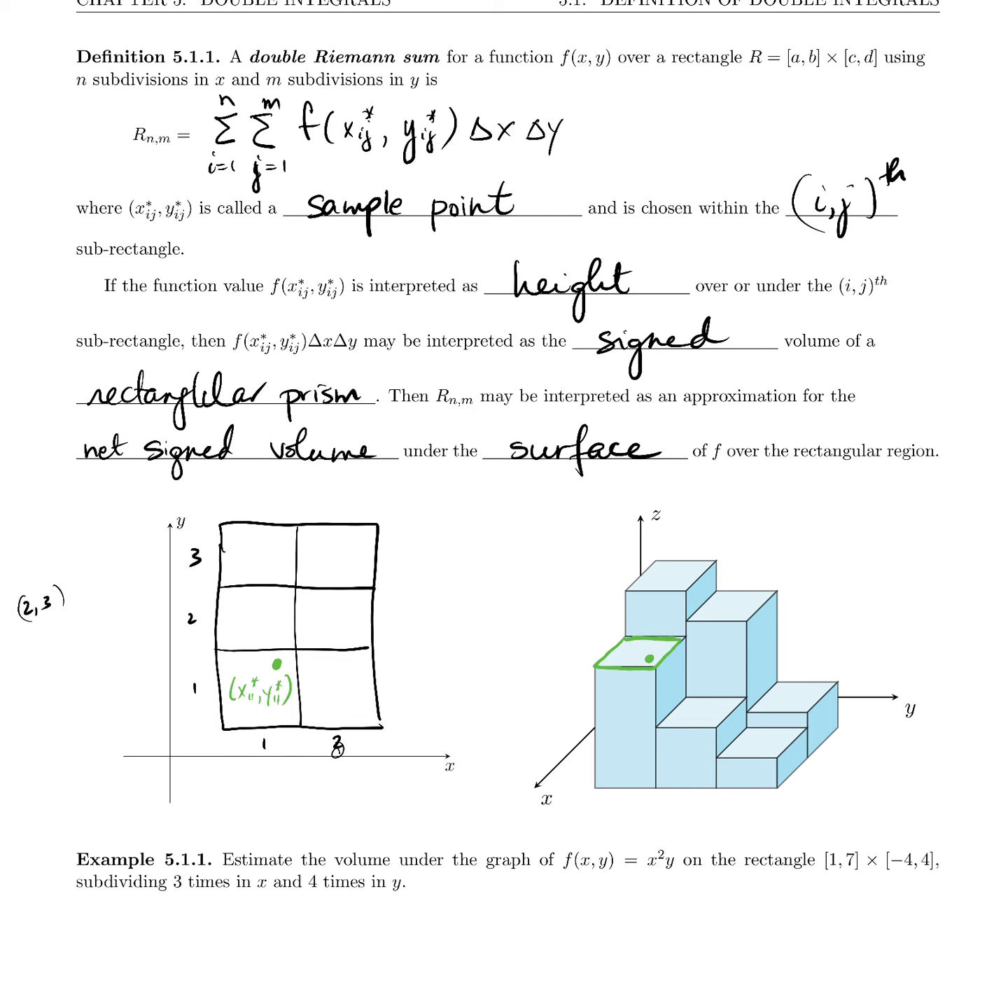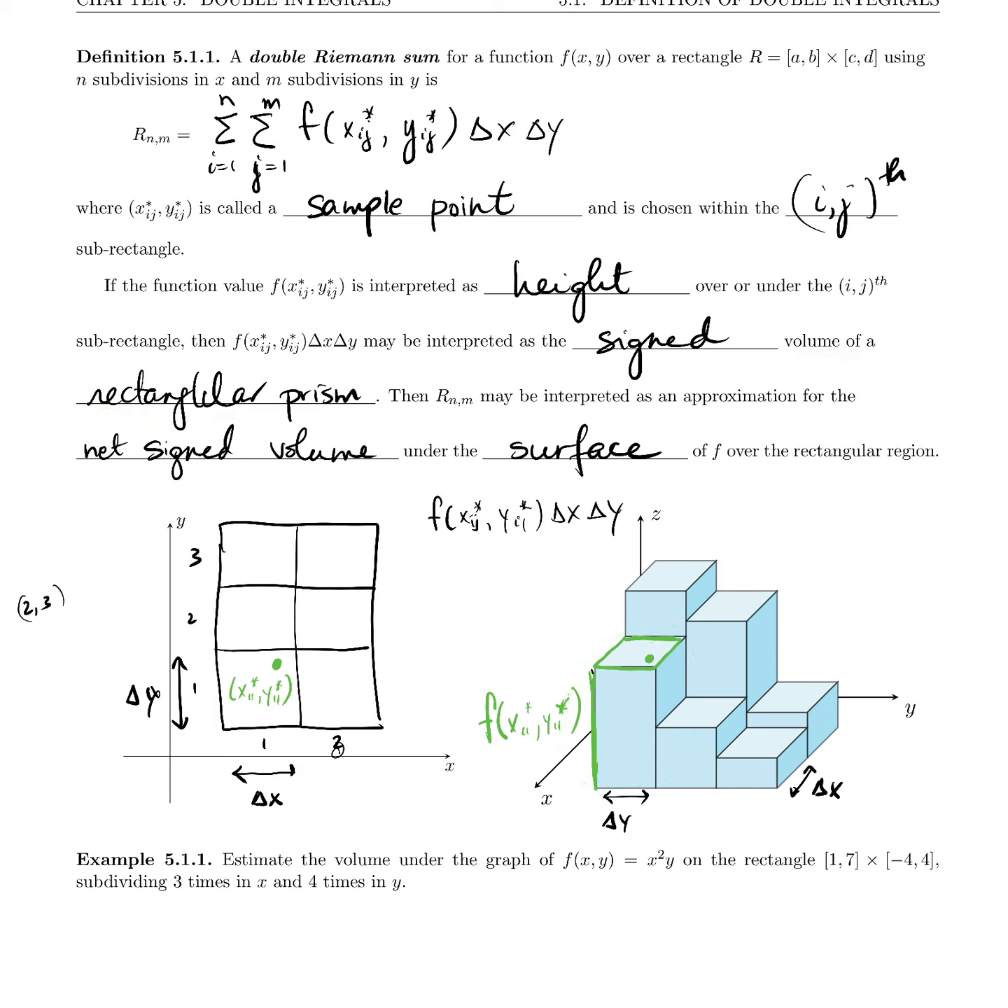So what we have is a base that measures delta x and delta y. On the graph here, delta y is here and delta x is there. And the height that I've taken here is f of (x_11 star, y_11 star). Length times width times height gives us volume. So f of (x_ij star, y_ij star) times delta x delta y is the volume of a single rectangular prism.